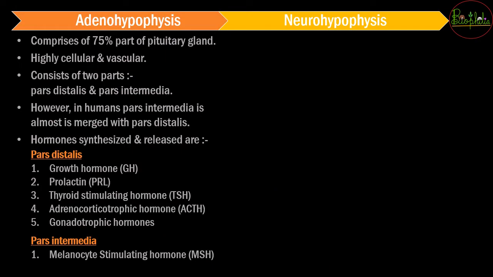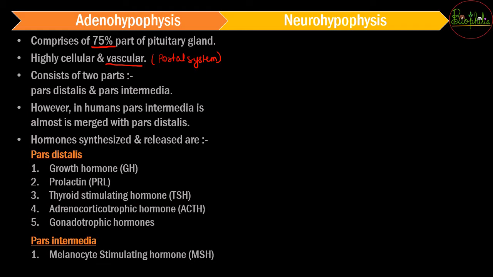So adenohypophysis is going to constitute the major part of the pituitary, that is 75% of the gland. It is going to be highly cellular and highly vascular because the portal system is going to go from here. Since it goes through the portal system, it is going to be very vascular in nature because many capillaries will be surrounding this adenohypophysis.